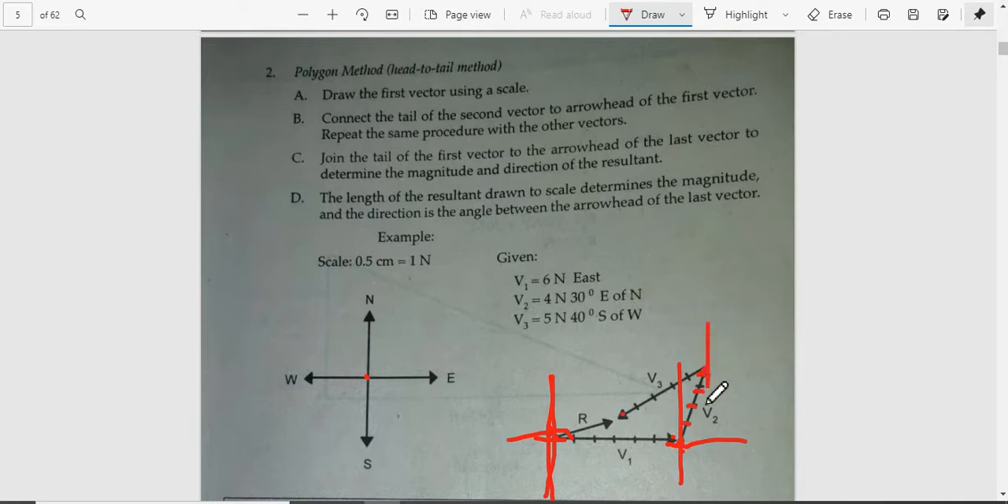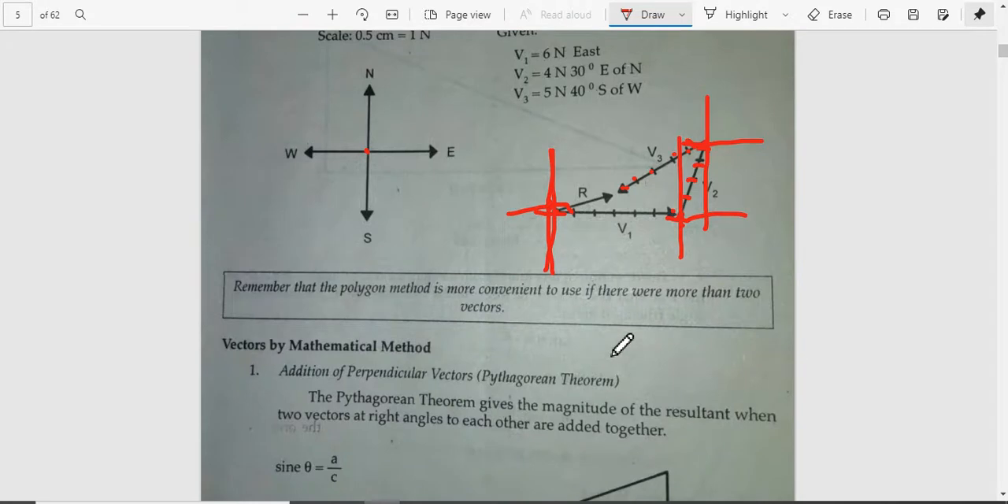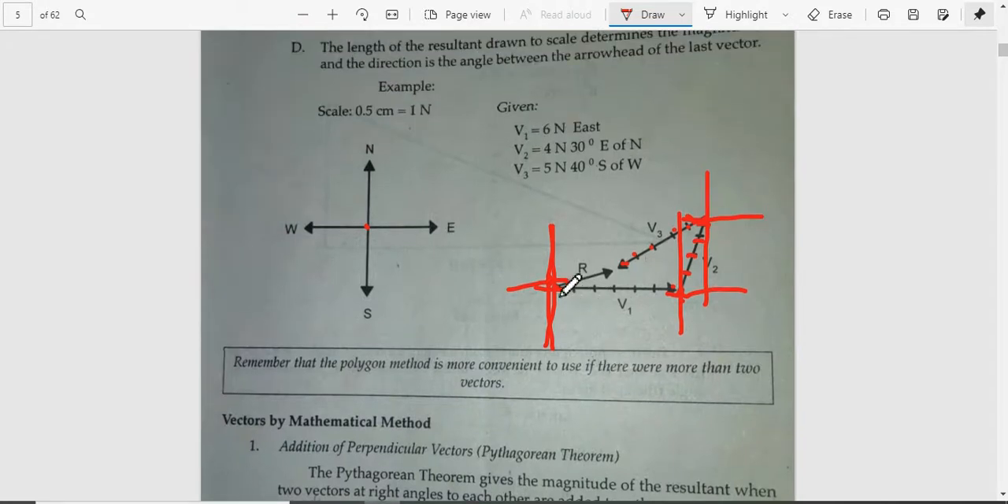Next is this point. So how many? You have 5 south of east, with an angle of 40 degrees south of east. So 1, 2, 3, 4, and 5. Your resultant vector, in simplest terms, goes from the origin of the first vector to the head of the last vector. So this is your resultant vector.